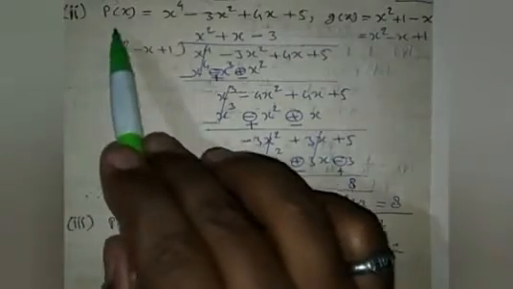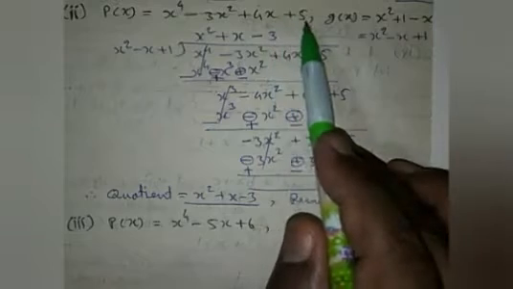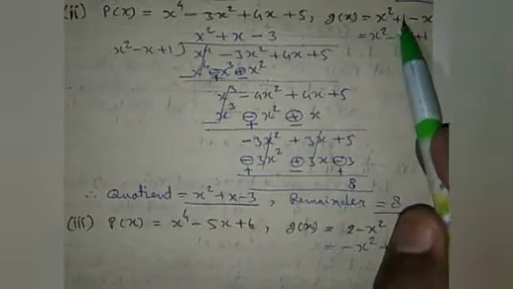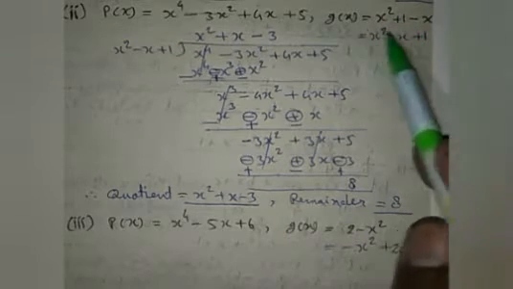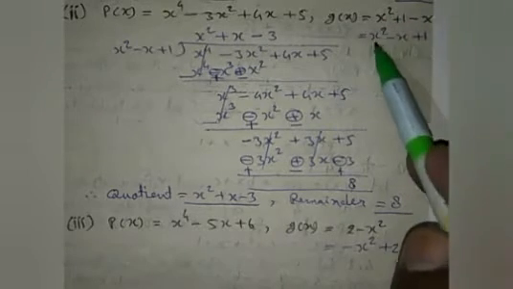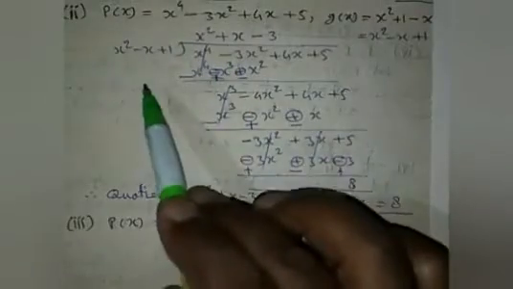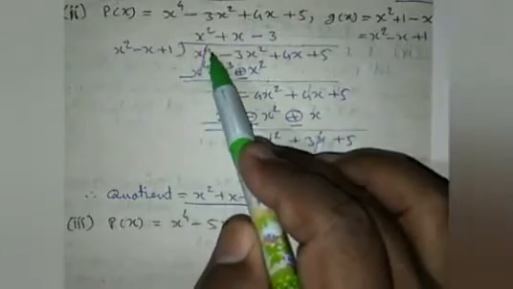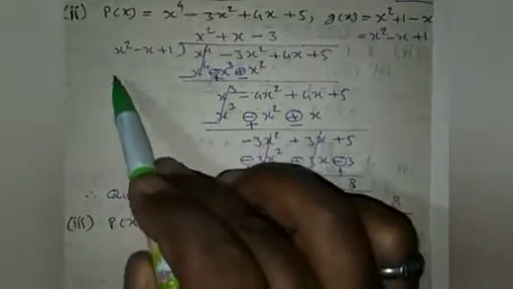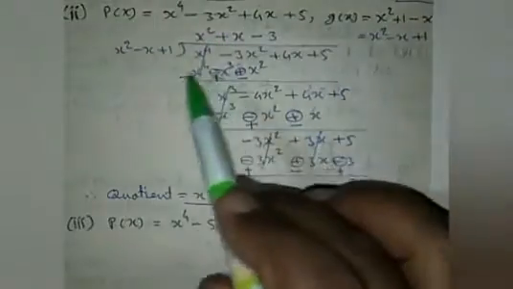Now in the second part, p(x) is given as x power 4 minus 3x square plus 4x plus 5 and g(x) is given as x square plus 1 minus x. So here you have to write this in descending order of exponent. So x square, then minus x, plus 1 at last. Now divide p(x) by g(x). The first term of the dividend is x power 4 and the first term of the divisor is x square. So the multiplier will be x square.